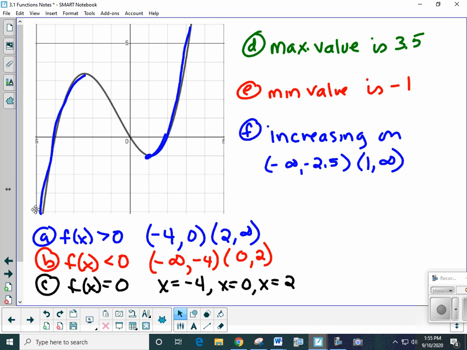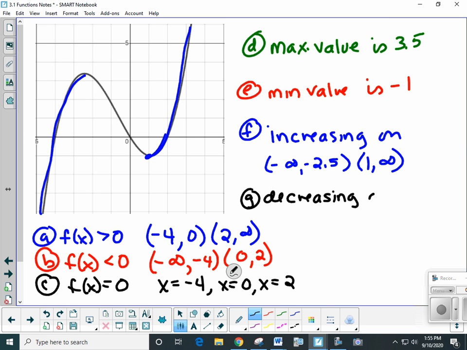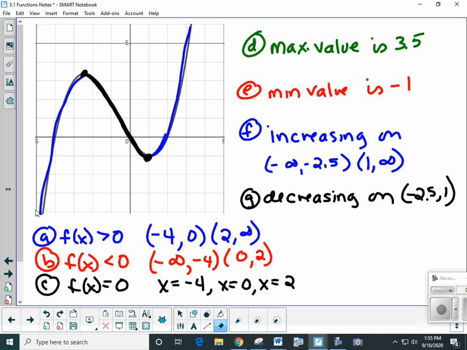All right, let's do decreasing. I don't know why I put a D, probably because I was thinking decreasing. You have G, decreasing on, well, that's going to be from this peak to this valley here. So it's decreasing here. So that would be -2.5 to 1. And get rid of all this extra writing here.